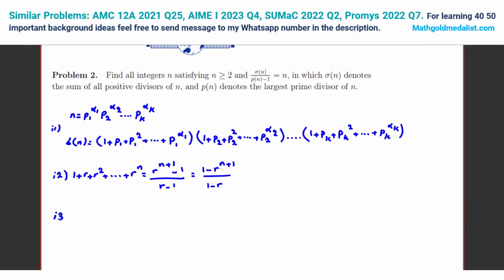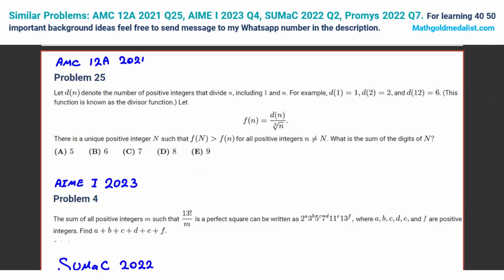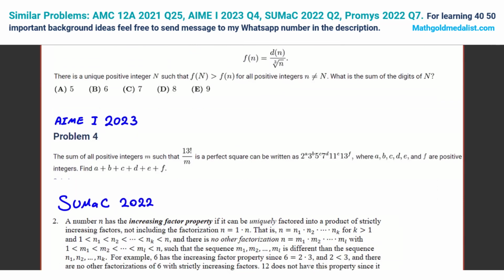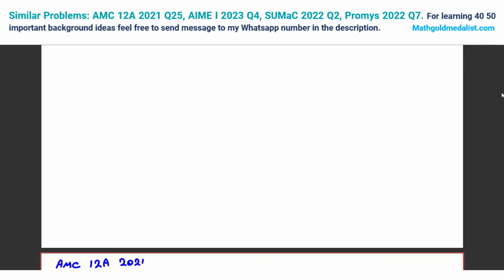Now, idea 3, that is so much important. We want to use a small example, but a small example means what? One approach is that you consider n1, n2. Another approach is that you consider, for example, n is a power of a prime, p1 to the alpha 1, then consider p1 to the alpha 1, p2 to the alpha 2. And like this, you can generalize. Consider a small example on the number of primes and power of primes. This structure is so much useful, for example for this AMC problem, AIME problem, SUMAC problem, Promise problem.